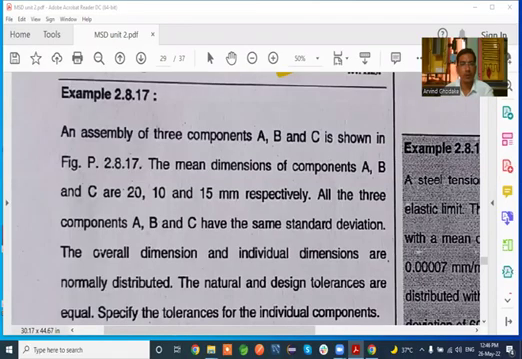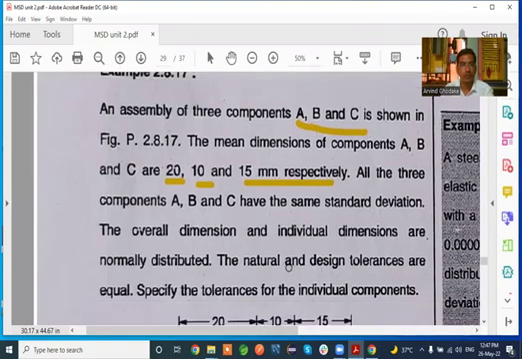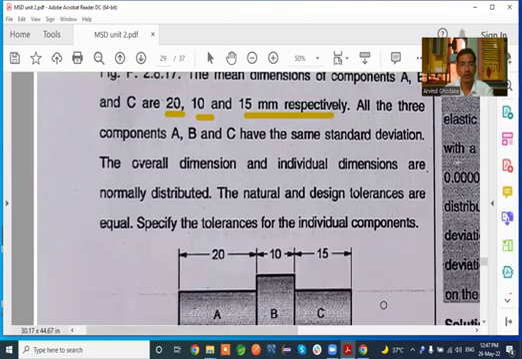Now we will see one more problem. An assembly of three components A, B and C as shown in the figure. The mean dimension of component A, B, C are 20, 10 and 15 mm respectively. All the three components A, B, C have the same standard deviation. The overall dimension and individual dimensions are normally distributed. The natural and design tolerances are equal. Specify the tolerances for the individual component.